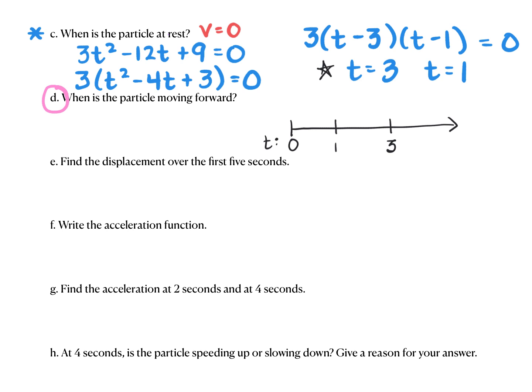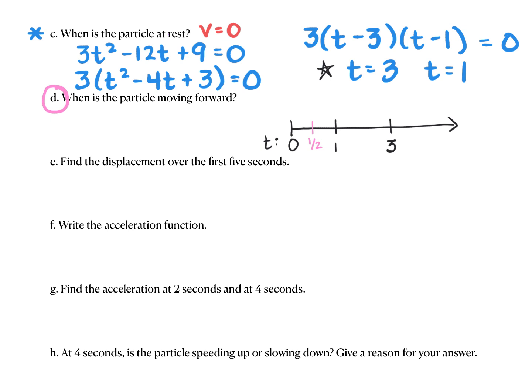And so now what I really want to ask myself is on this interval from 0 to 1, is my velocity positive or negative? Well, the way I'm going to check that is I'm going to pick a number between 0 and 1. So maybe I'm going to pick 1/2.